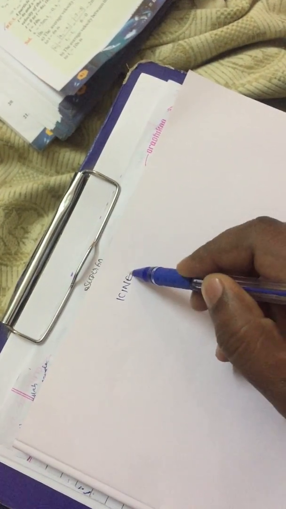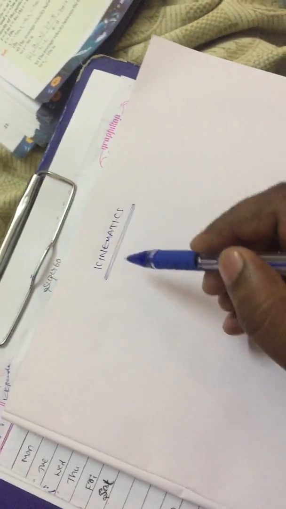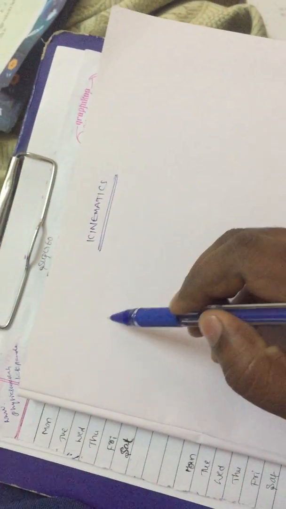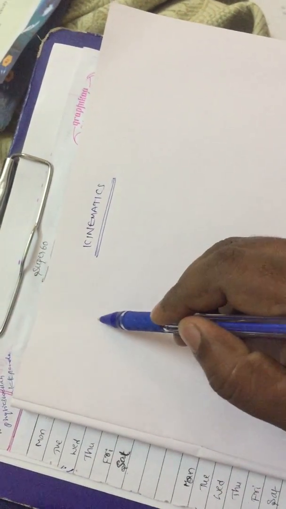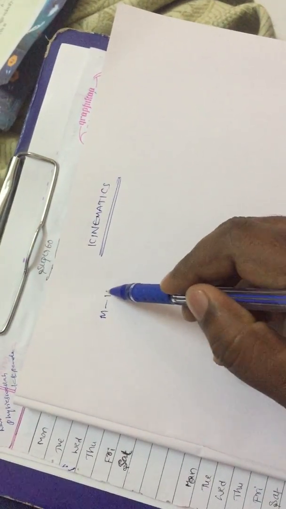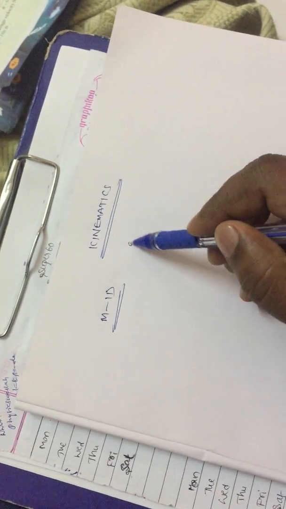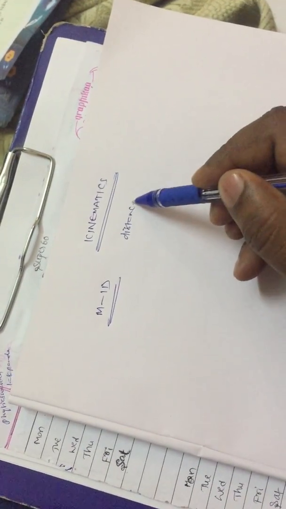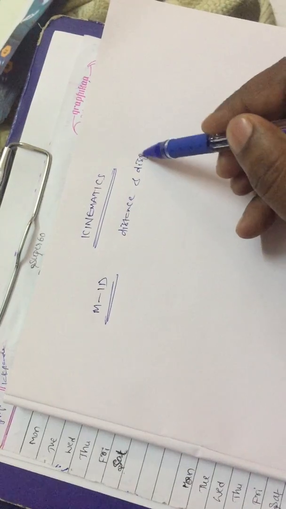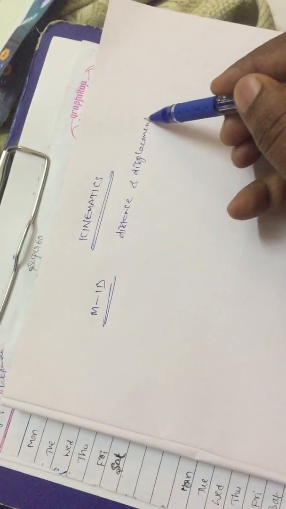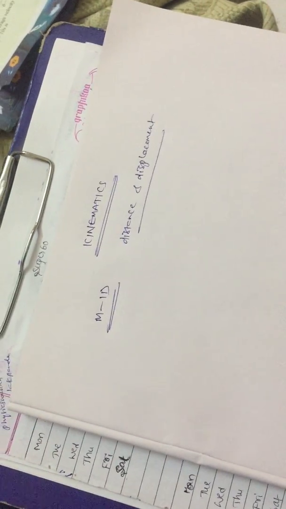And here I'm trying to give some important formulas regarding some basic topics in first year kinematics. In that, first we already discussed some topics, which is motion in one dimension. In the motion in one dimension chapter, we already discussed distance and displacement, which are very easy and no need to worry about these two particular topics.